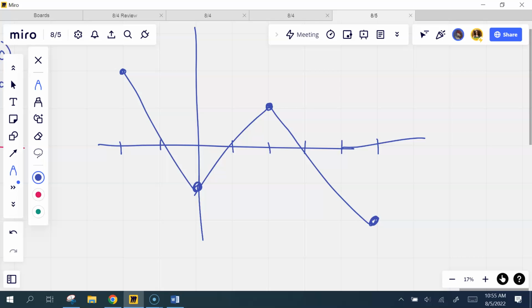How about the domain? It's weird. Left to right. What's the furthest left the graph ever goes? -2, right? Does it include -2 or not? Yes. So I need a bracket. Now keep moving right. It stops here. How about the range? You're exactly right.